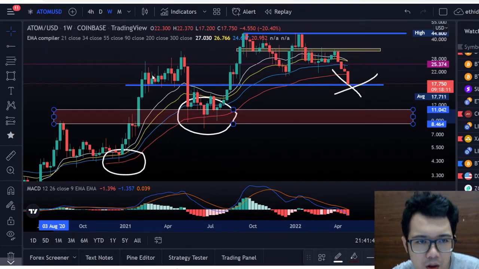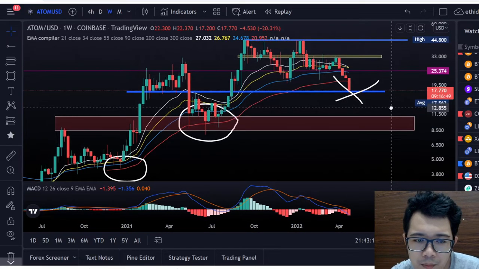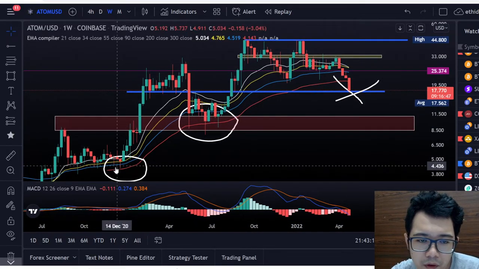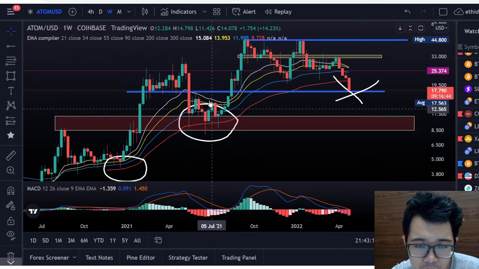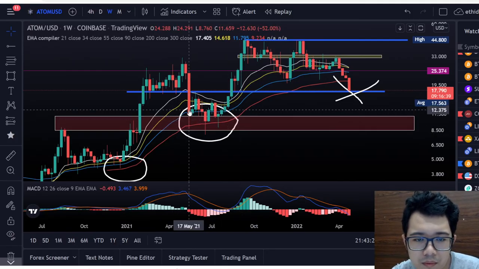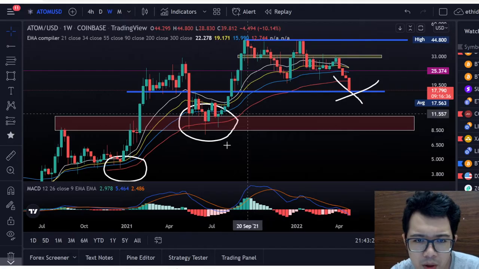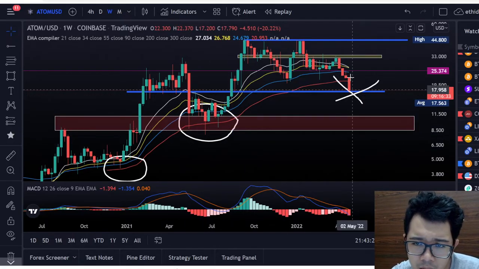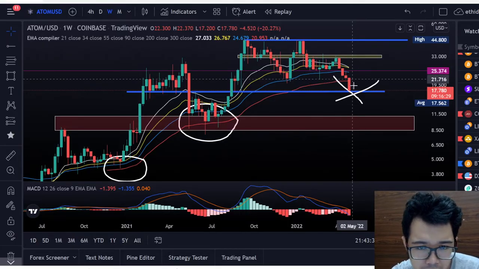And next, about the Atom USD. On the Atom Cosmos USD, I drew some support. Look, we held this line even in the crash last year in July and in May, we also had this one. And the question is, can we go up in here? Actually, no. This week we cannot hold this line.